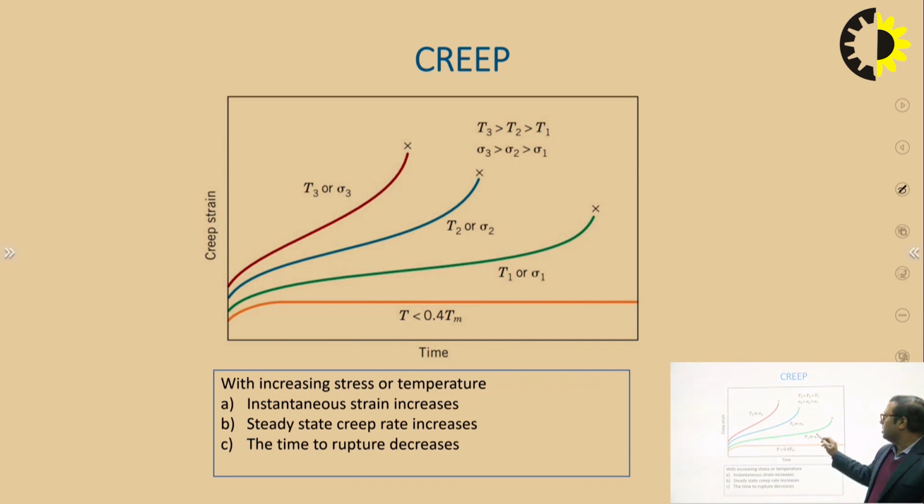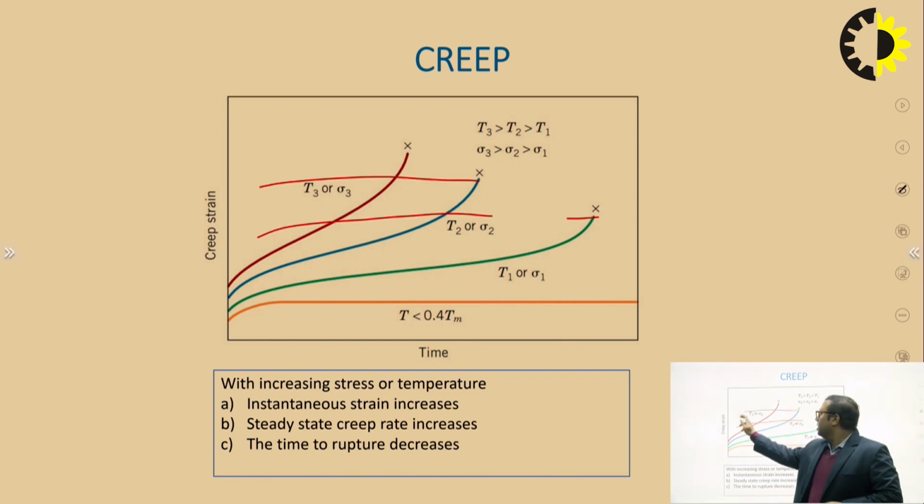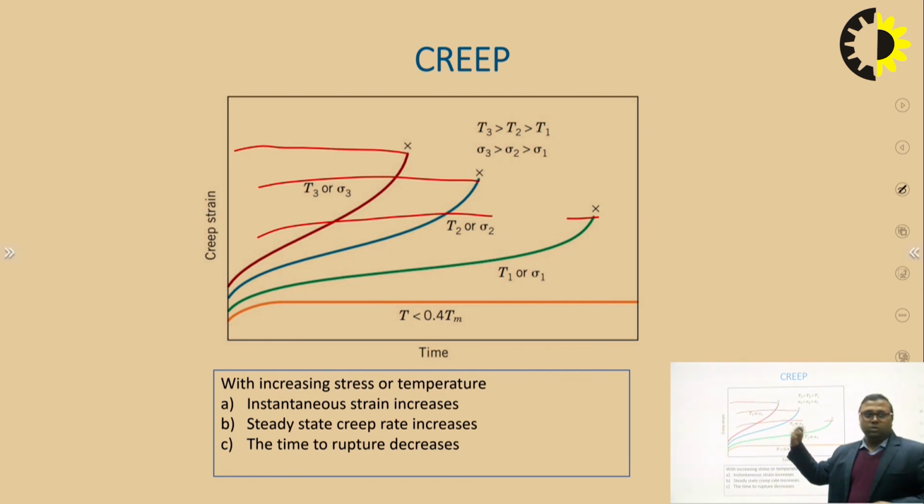This is the T1 temperature, T2 temperature, and T3 temperature, with sigma 1, sigma 2, and sigma 3. T1 is the lowest temperature and sigma 1 is the lowest stress. This is the intermediate temperature and intermediate stress. This is the higher temperature and higher stress. So you can see as we go on increasing the stress or the temperature, instantaneous strain is increasing. Here strain is less, here strain is more, and here strain is most.